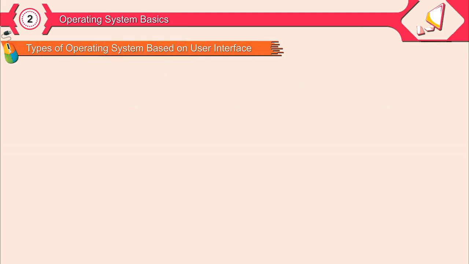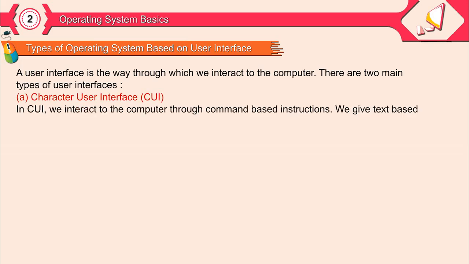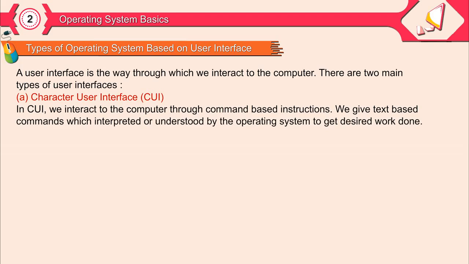Types of operating system based on user interface. A user interface is the way through which we interact with the computer. There are two main types of user interfaces. Character User Interface, CUI. In CUI, we interact with the computer through command-based instructions. We give text-based commands which are interpreted or understood by the operating system to get the desired work done. Microsoft Disk Operating System, MS-DOS, is an example of CUI.